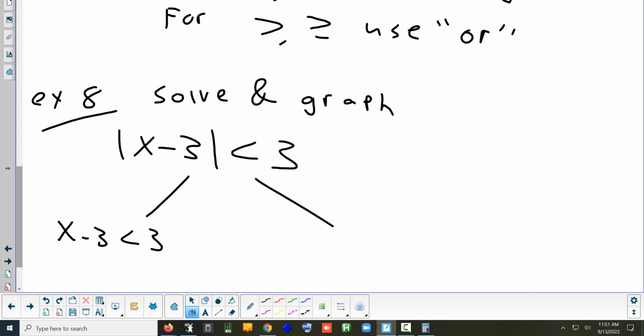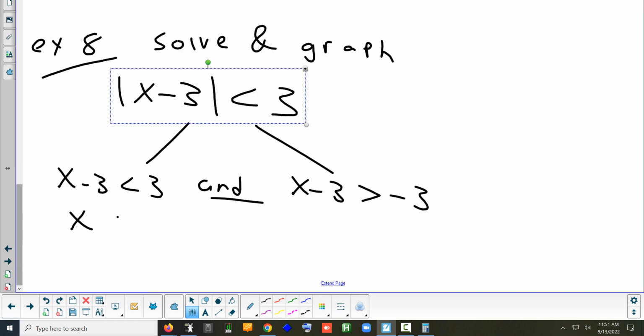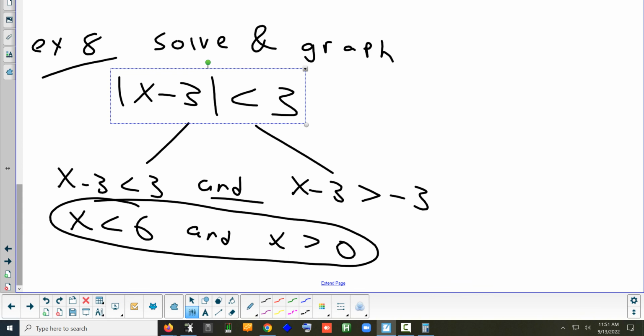My second inequality? Yes. x minus 3 is greater than negative 3. Good. And should I put the word and or or between them? Would it be and? This is an and. The original symbol here, after it was isolated, was a less than, so it's an and. So then solve it. x is less than 6, and x is greater than 0. So that's all numbers between 0 and 6 as an open interval.